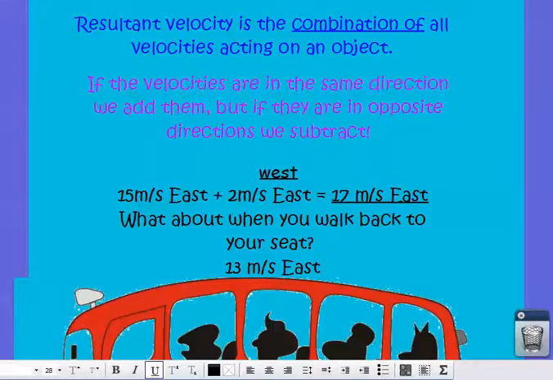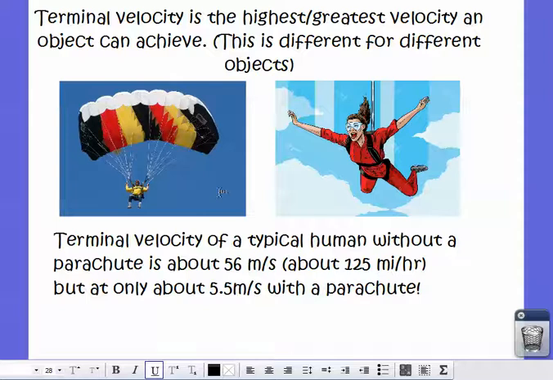Lastly, we want to talk about terminal velocity. Terminal velocity is the greatest velocity that an object can achieve. Normally we talk about it when objects are falling. So if a human was to jump out of an airplane, going skydiving, their maximal velocity is going to be about 56 meters per second. But they can ultimately pull out a parachute and let that go. And then when they do this, they change their shape and size of themselves plus the parachute. And that changes their terminal velocity.